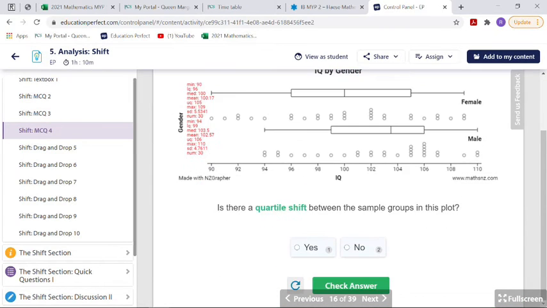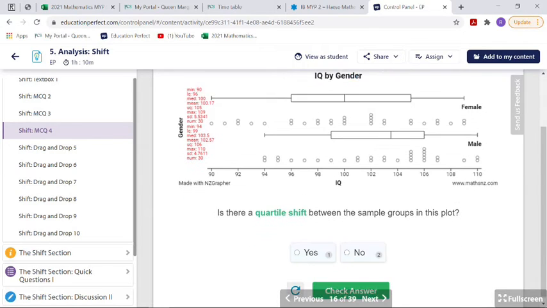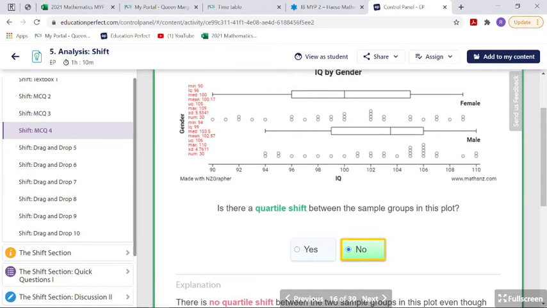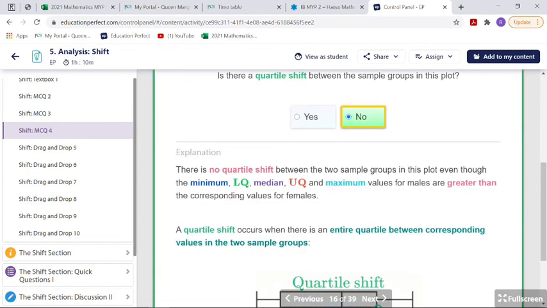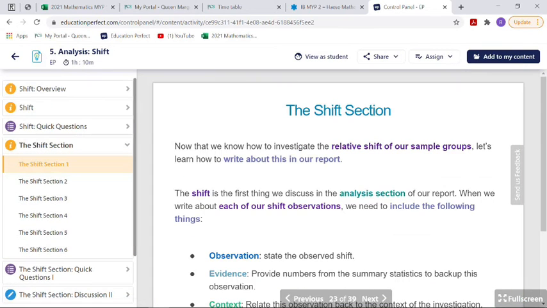Okay? All right? Looking at this data, is there a quartile shift between groups in this sample? No. These two overlap, these two overlap, these two overlap, these two overlap, these two overlap. So is there? Let's see. There you go. All right. So just see, there can't be a shift if they overlap. It has to literally be pushed past one or the other. Good. Okay. All right. Let's talk about writing the shift section.